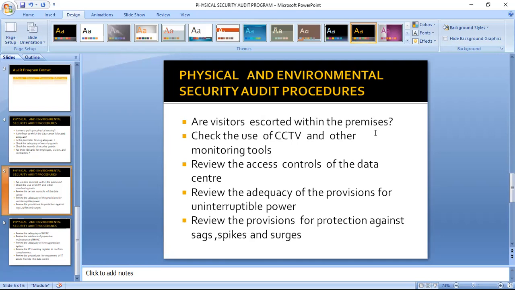So you want to see whether visitors can divert after signing in at the gate or at the desk, whether it is possible for a visitor to change the route he or she was supposed to take. Then check the use of CCTV and other monitoring tools.